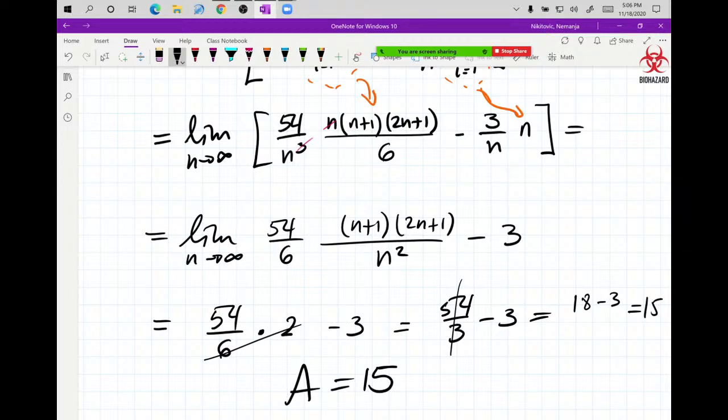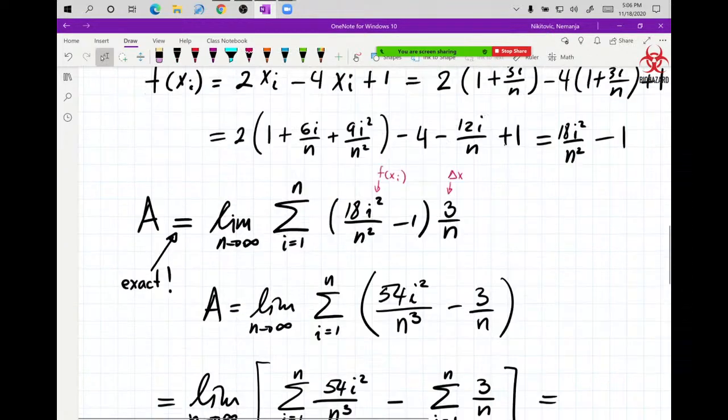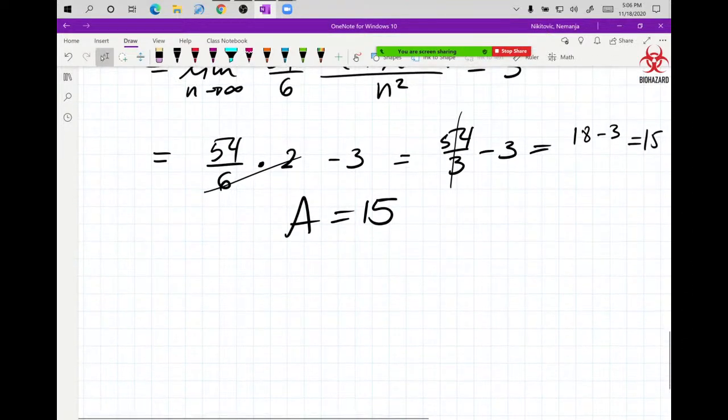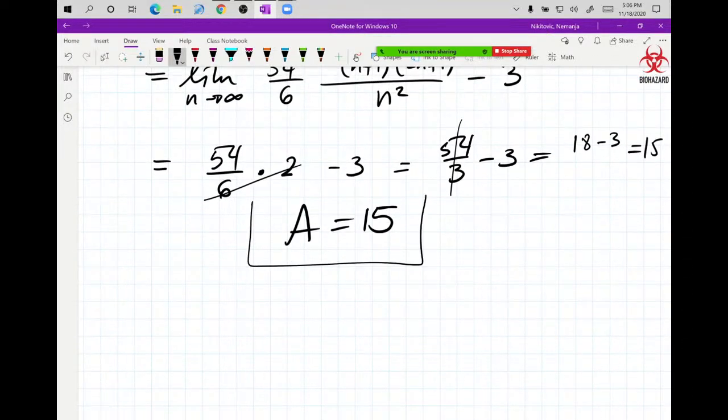Now, this is the exact area under the curve. Yeah, it took some time to compute, right? But we got it. There it is. Boom.